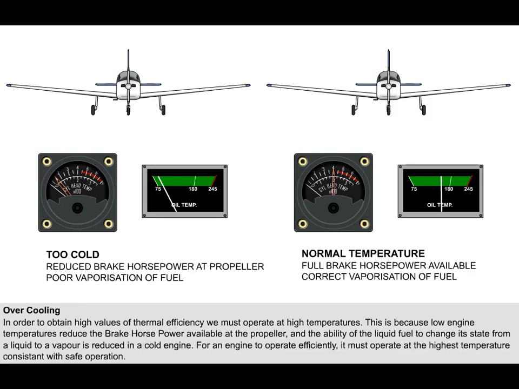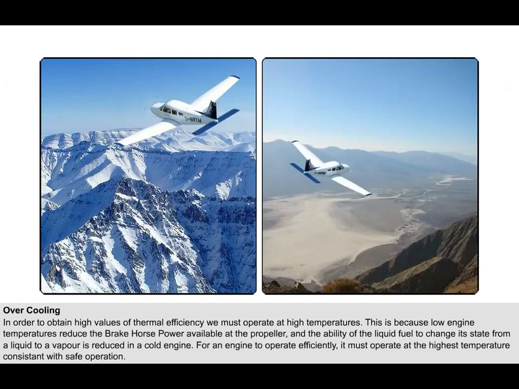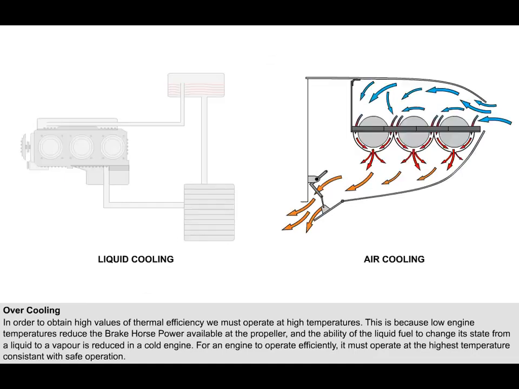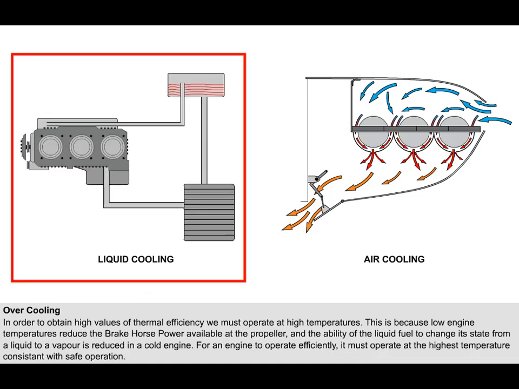In order to operate efficiently then, an engine must operate at the highest temperature consistent with safe operation. Variations in the ambient and engine internal temperatures mean that an engine needs a cooling system to maintain its temperature at the optimum level. The two types of cooling system used in aircraft piston engines are liquid cooling and air cooling. We will now look at these two system types, beginning with the liquid cooling system.